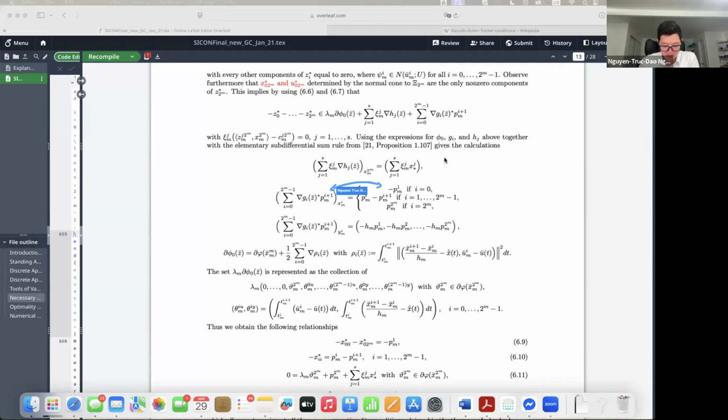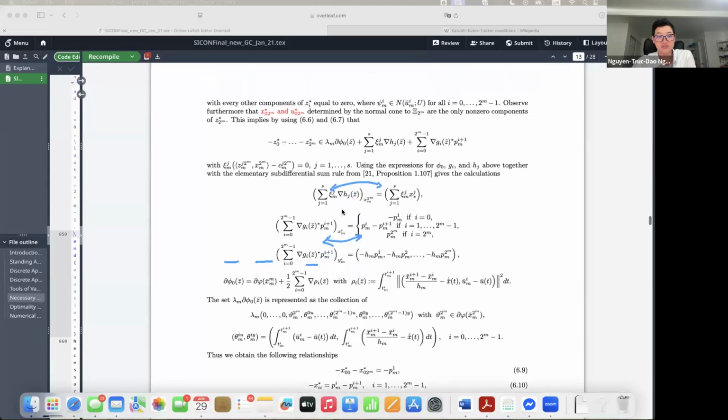Do you need help with that one, or maybe you can do it yourself? Just try to do it similar to the first calculation that I did, and if you have any trouble, maybe I can explain it in the next meeting then. And then for the next line, this is the subgradient of phi 0. It equals this one plus this one.